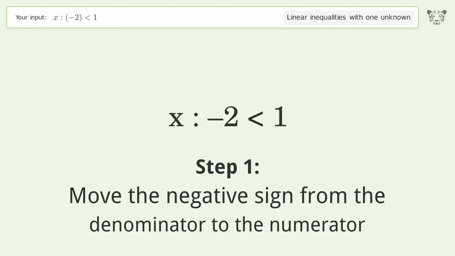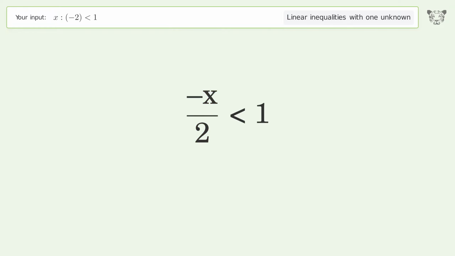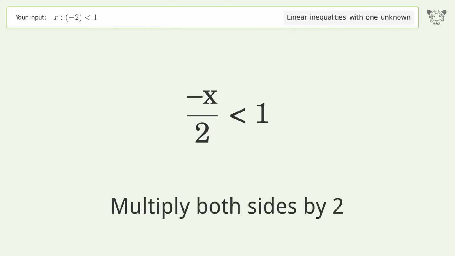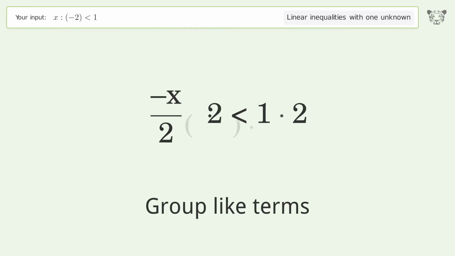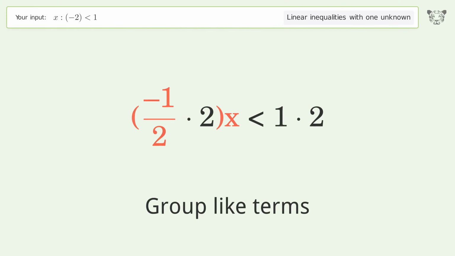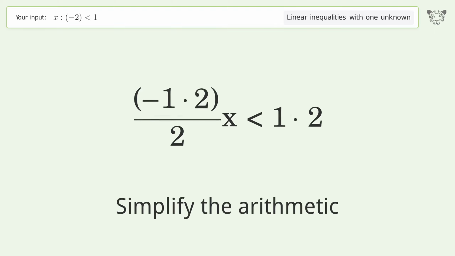Move the negative sign from the denominator to the numerator. Isolate the x. Multiply both sides by 2. Group like terms. Multiply the coefficients. Simplify the arithmetic.